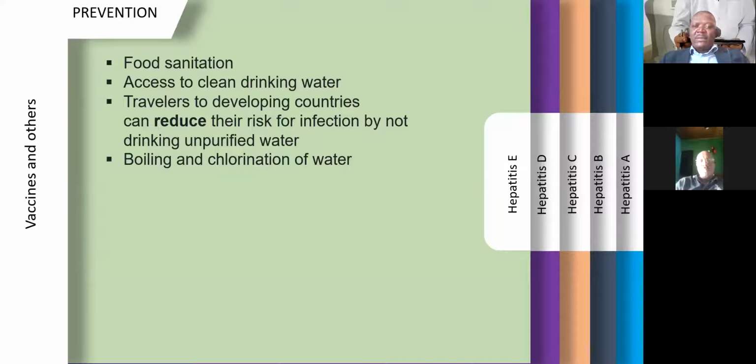Of course, this is taken from a background from a developed to a developing country because the highest cases are within developing countries. You try to make sure you reduce your access to water resources that you're not confident with. Make sure that you boil and chlorinate your water, which is what is used in many tap waters globally.